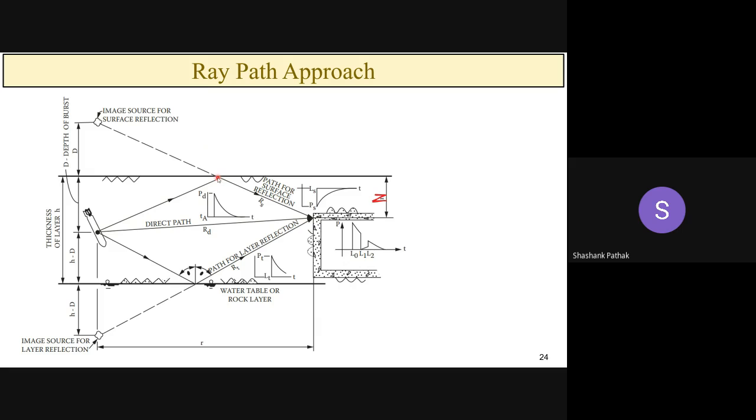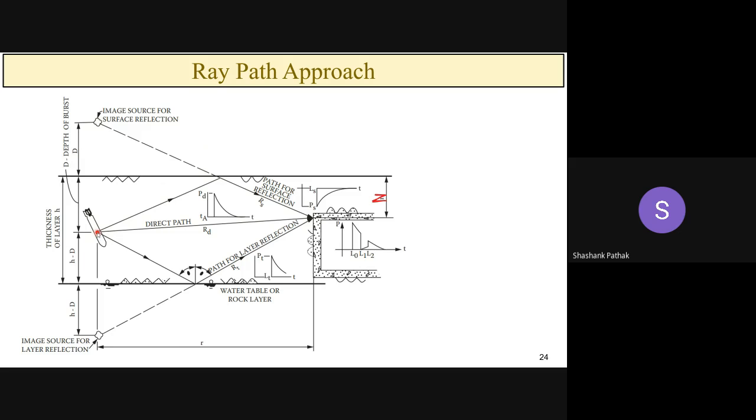There will be reflection. So now this reflected wave is reaching this point. So what we have done, we have extended this reflected wave to an imaginary source for surface reflection. Surface means reflection from the surface. So from the similar triangle, the height of this imaginary source is the same as the depth of burst. So this is also capital D, this is also capital D.